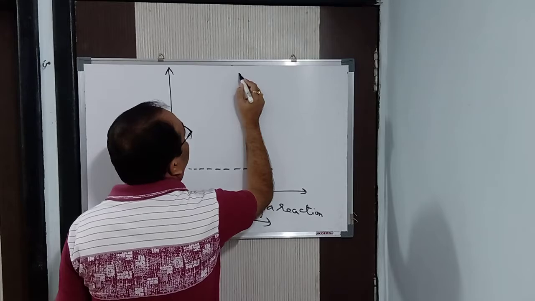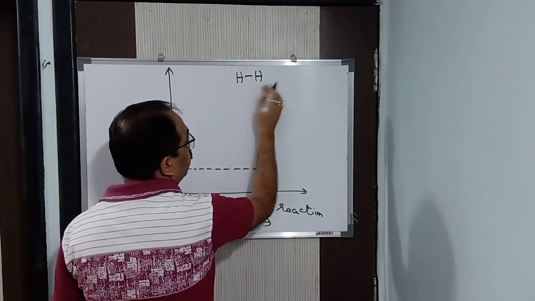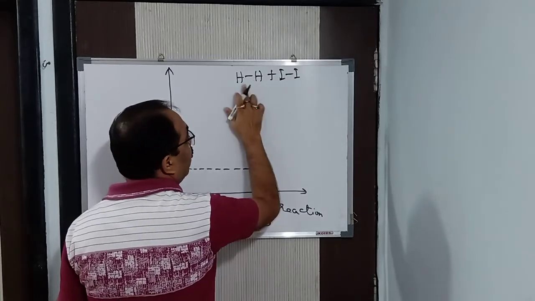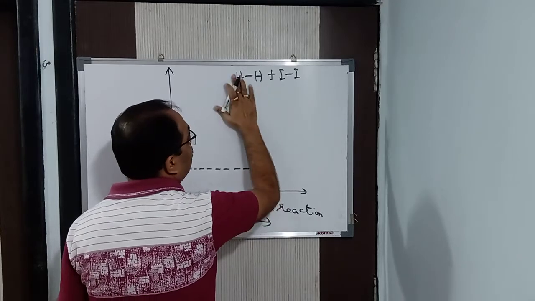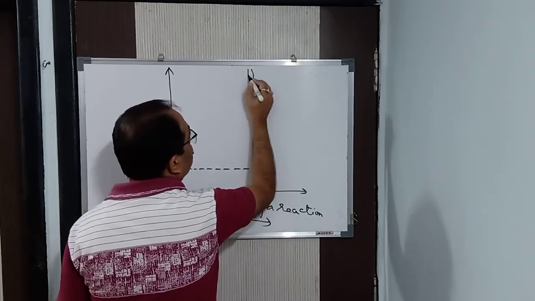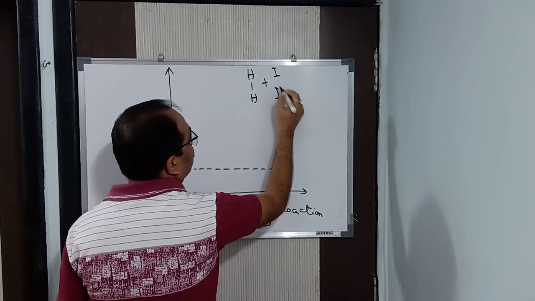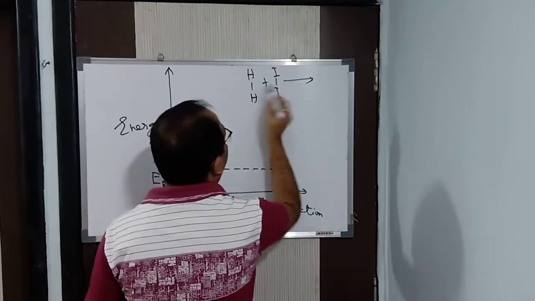Let us take two reactants. One is HH, that is H2, and II, that is I2. Now if I write in this way, then I will not be able to explain it to you. Rather, I will write it in this way. If I write it this way, then I will be able to explain properly. Why? That also I will tell you.